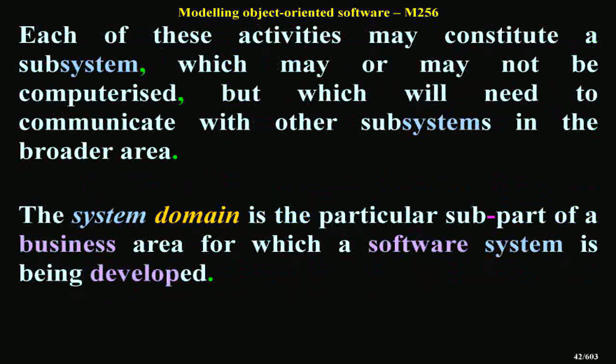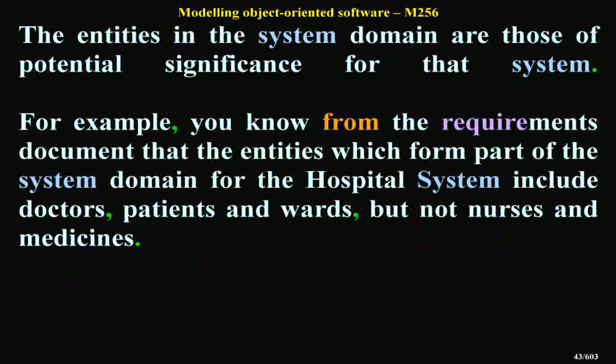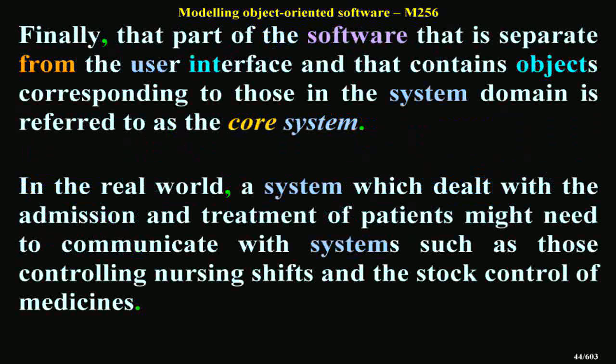The system domain is the particular subpart of a business area for which a software system is being developed. The entities in the system domain are those of potential significance for that system. For example, you know from the requirements document that the entities which form part of the system domain for the hospital system include doctors, patients and wards, but not nurses and medicines. Finally, that part of the software that is separate from the user interface and that contains objects corresponding to those in the system domain is referred to as the core system.